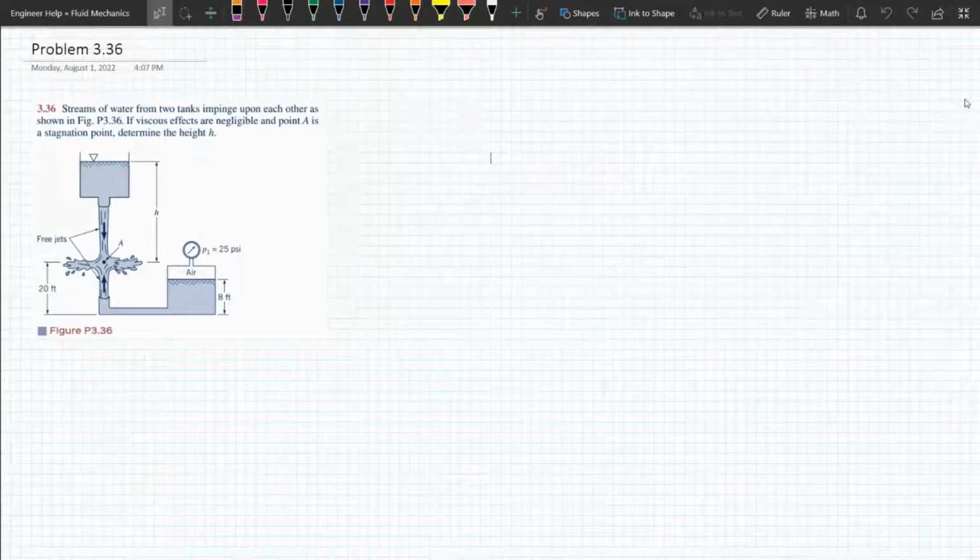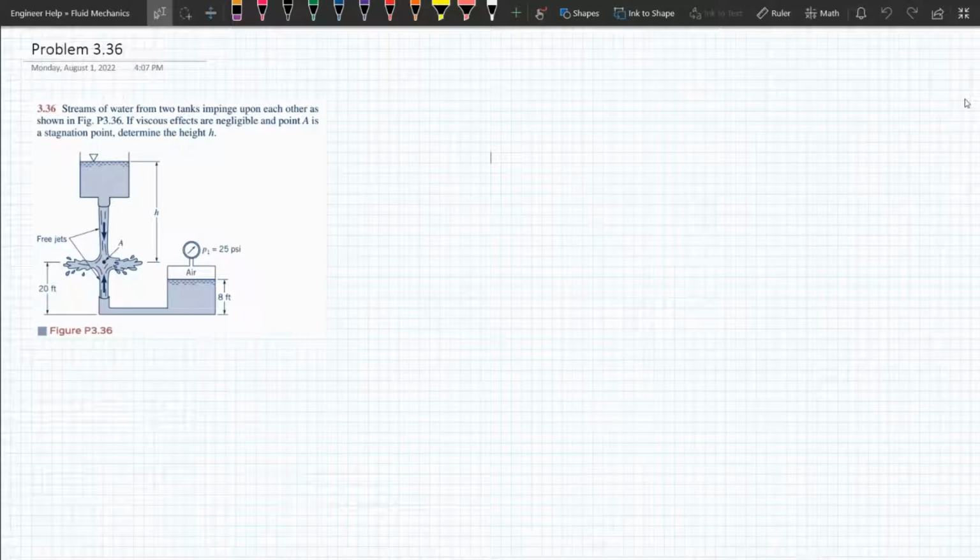Hi guys, today we are going to go over this fluid mechanics problem from the Munson's fluid mechanics textbook. So the problem states: streams of water from two tanks impinge upon each other as shown in the figure below. If viscous effects are negligible and point A is a stagnation point, determine the height h.